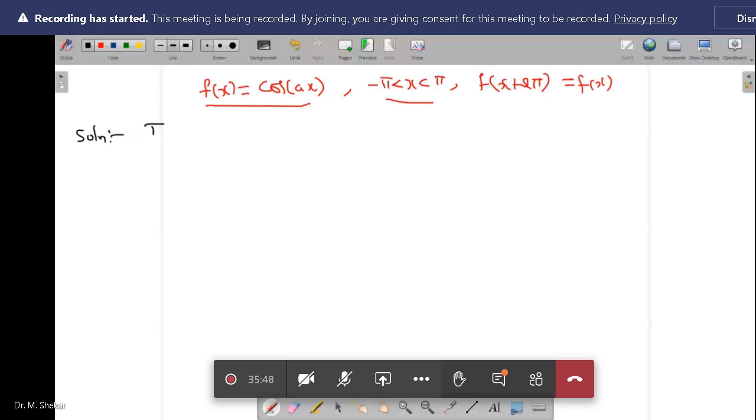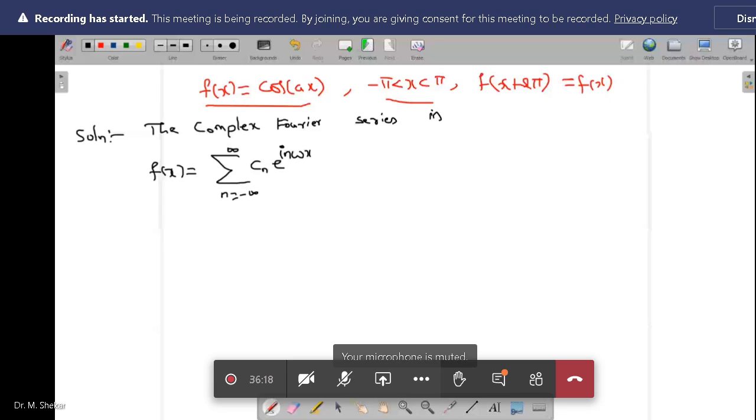So the complex Fourier series is f of x equals summation n running from minus infinity to plus infinity Cn e to the power i n omega x, called equation 1, where Cn is defined as 1 by T integration from c to c plus T f of x into e to the power negative i n omega x into dx.